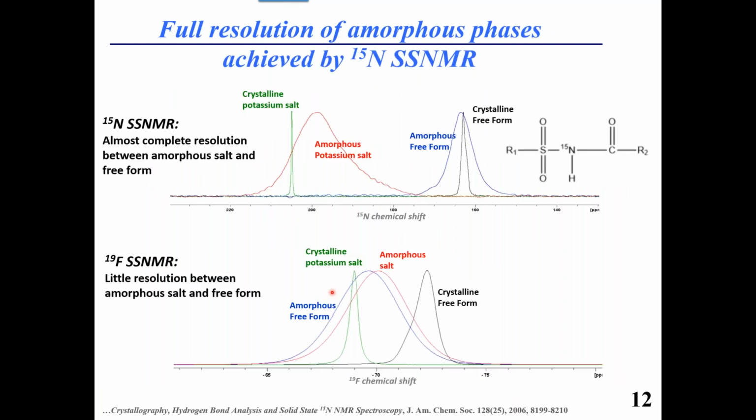So the natural next step was to look at nitrogen, because we know that nitrogen has exquisite sensitivity to detect protonation, and the point of protonation in this salt was right under nitrogen.